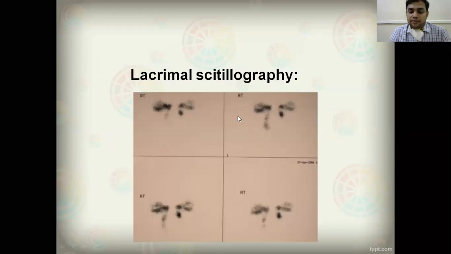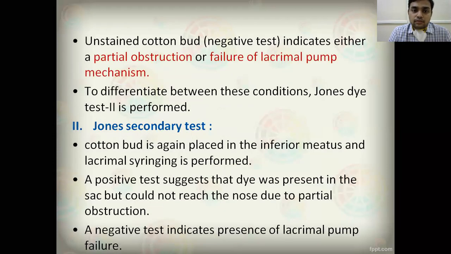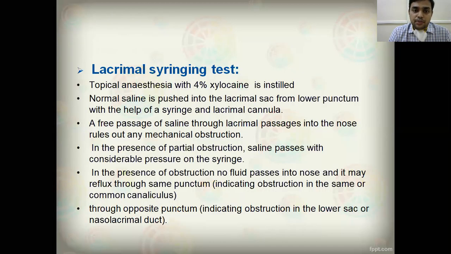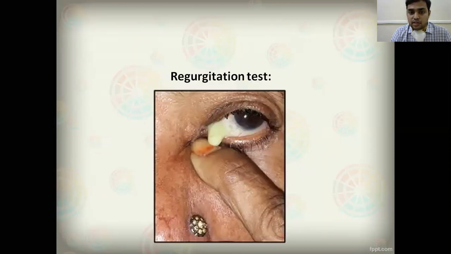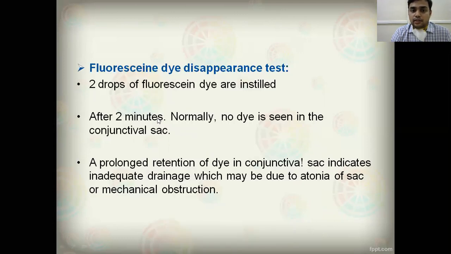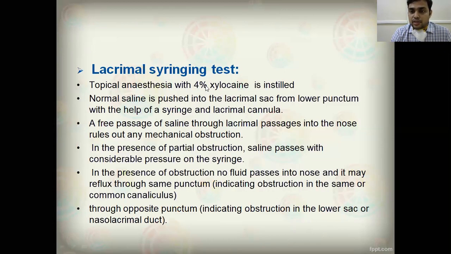So these are the different ways of clinically evaluating the watering eye. What are they? The first one is under diffuse illumination, we observe the punctum and swellings at the lacrimal sac area under magnification, and with the help of this we can rule out hyperlacrimation, epiphora and any inflammatory or infective conditions on the lacrimal sac area. The second one is regurgitation. We put a steady pressure with the index finger above the medial palpebral ligament. And the third one is the lacrimal syringing test.